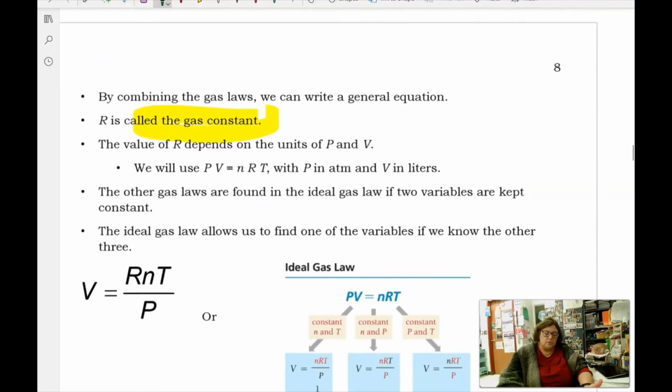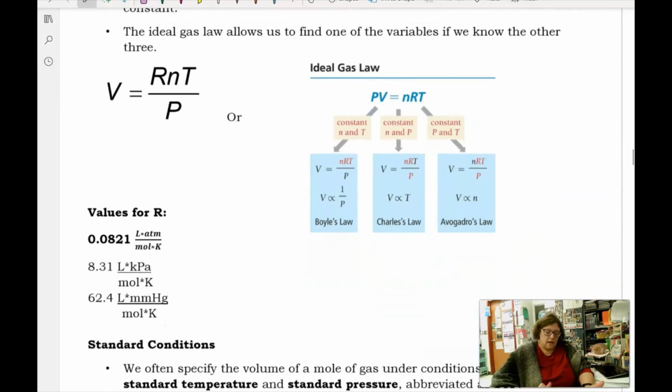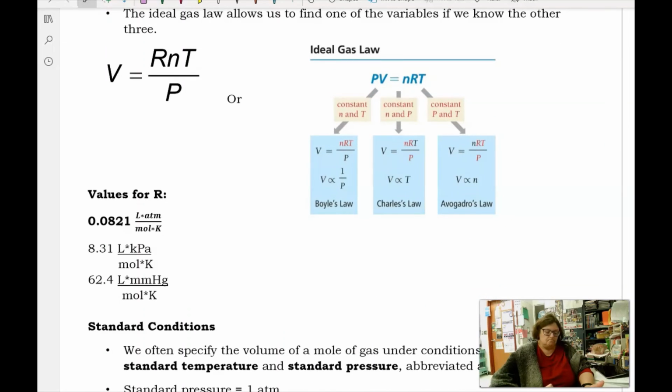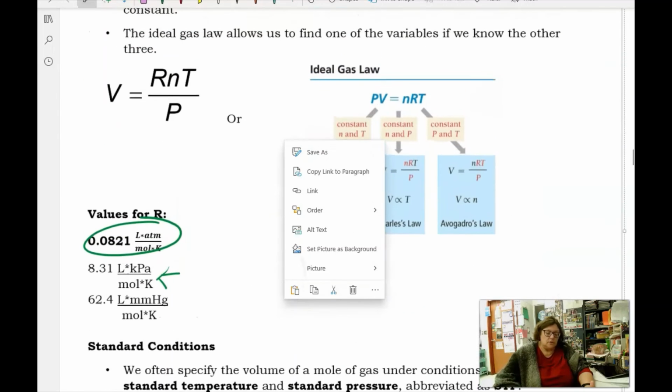We're going to use the ideal gas constant that goes with atmospheres. Atmospheres is the one we're going to use. So the one you're going to see is this one. You might see this other one pop up in the online program, Mastering Chemistry, but not probably too much.